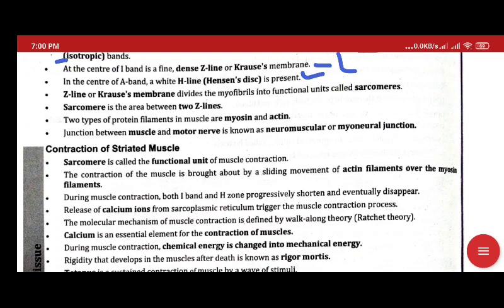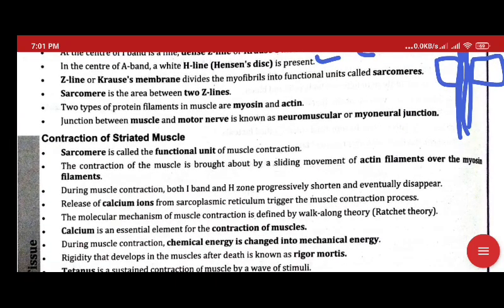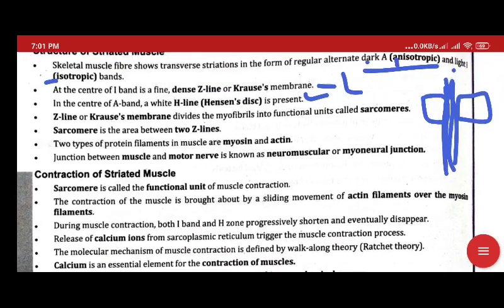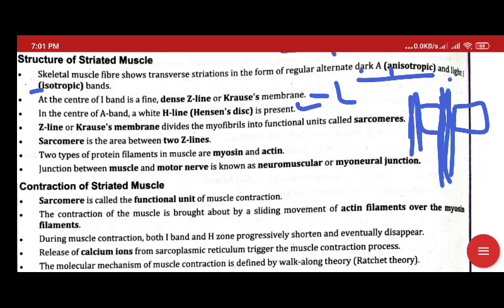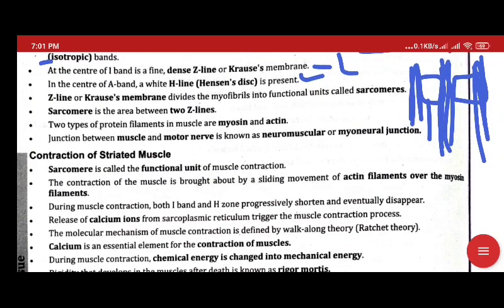Z line on the divide of myofibrils. If this is the muscle cells and this is also muscle cells, and now these fibers in between this divide, that is called what? Z line on the sarcomere. Now in a sarcomere there are two Z lines, because these two Z lines mean one sarcomere. Here also the same Z line, so this is two Z lines on the sarcomere.